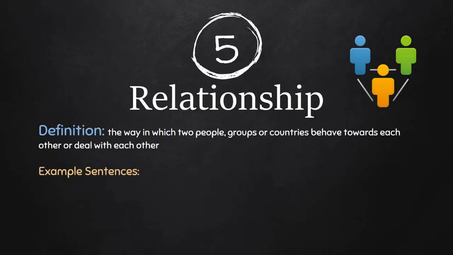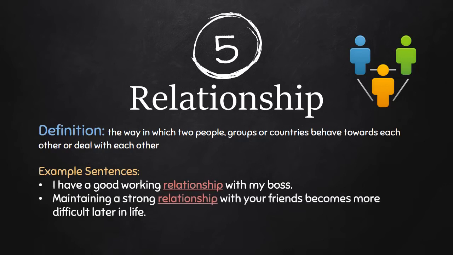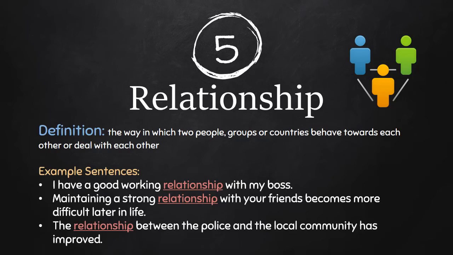Number 5, relationship. The definition of relationship is the way in which two people, groups, or countries behave towards each other or deal with each other. And it says two people, but really a relationship can be more than two people. And some example sentences. I have a good working relationship with my boss. Maintaining a strong relationship with your friends becomes more difficult later in life. The relationship between the police and local community has improved.